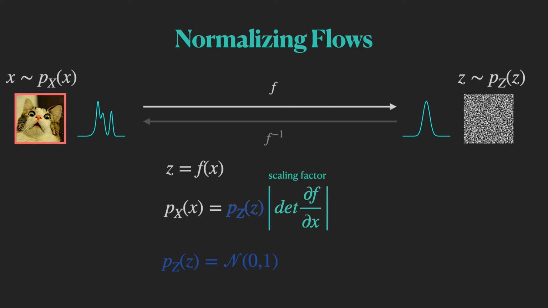The second term is a scaling factor. All it does is make sure that this expression is still a valid probability distribution and sums to 1. Mathematically speaking, this is the determinant of the Jacobian matrix of the transfer function, but although it looks scary, it's just a single number that normalizes the distribution.